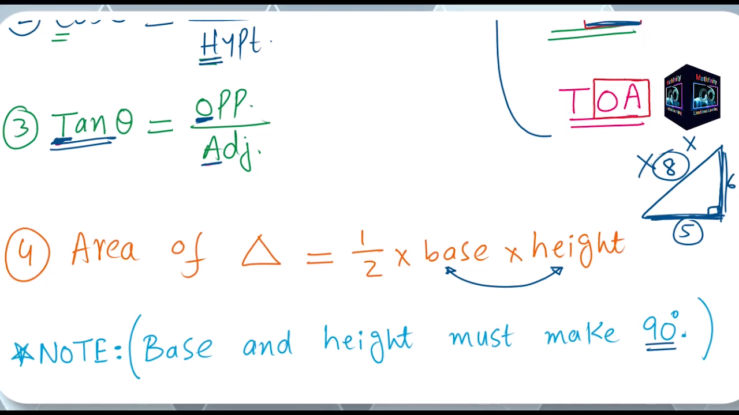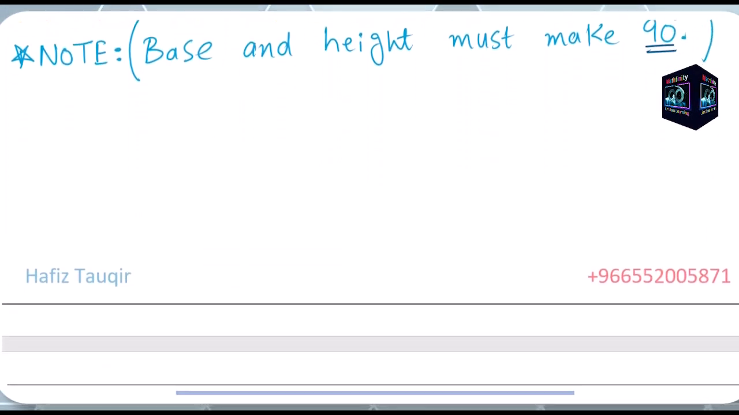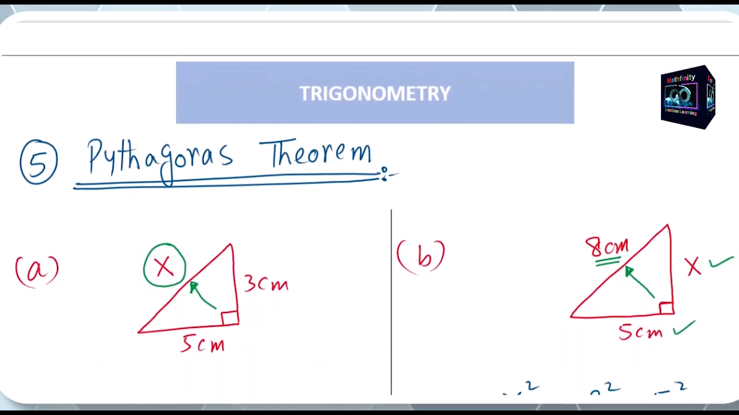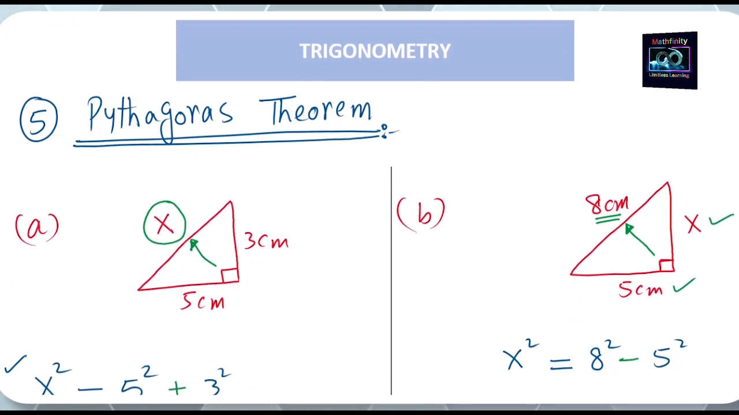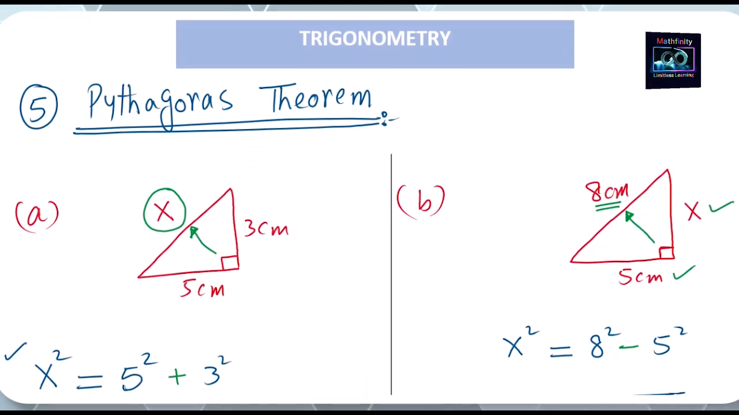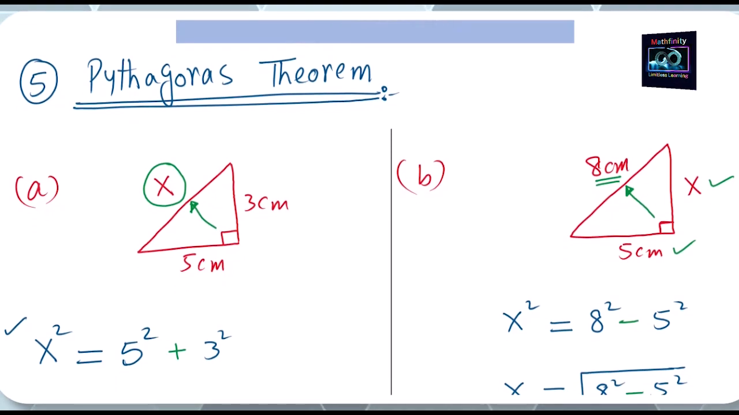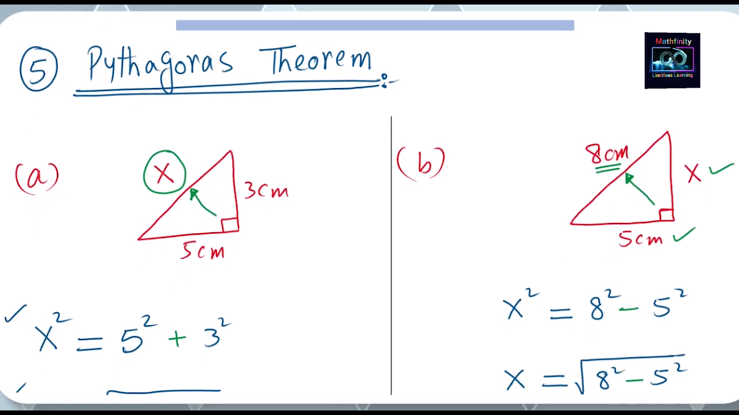After this, the fifth formula we can use is the Pythagoras theorem. I already discussed the Pythagoras theorem with you and uploaded the video. If you did not concentrate on that video, please watch it. Under the Pythagoras theorem there are only two situations. Sometimes we have to add and sometimes we have to subtract. Look here, this one and this one.